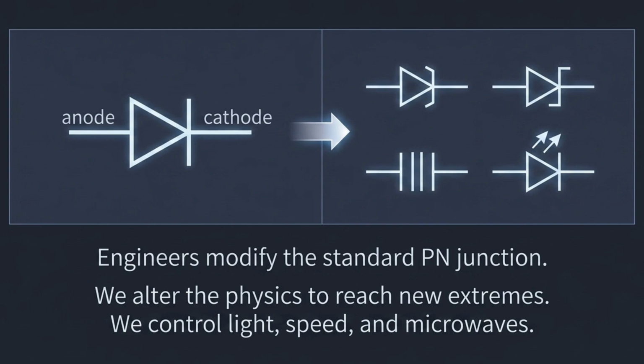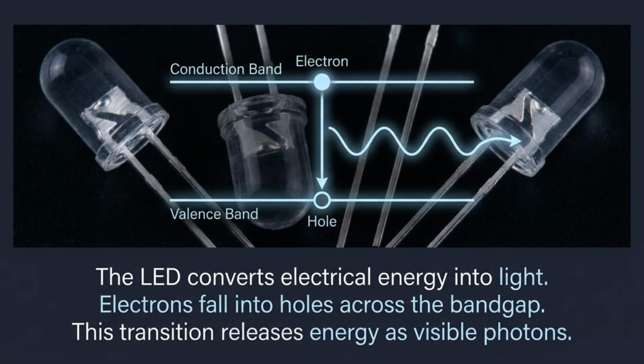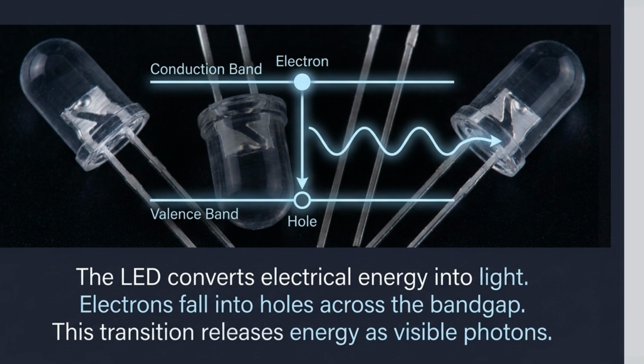light, speed, and microwaves. Semiconductors can interact with photons in unique ways. LEDs create light from electricity, photodiodes detect light, and solar cells absorb light to generate power. In an LED, electrical energy is converted into light. As electrons fall into holes across the bandgap, this transition releases energy in the form of visible photons.